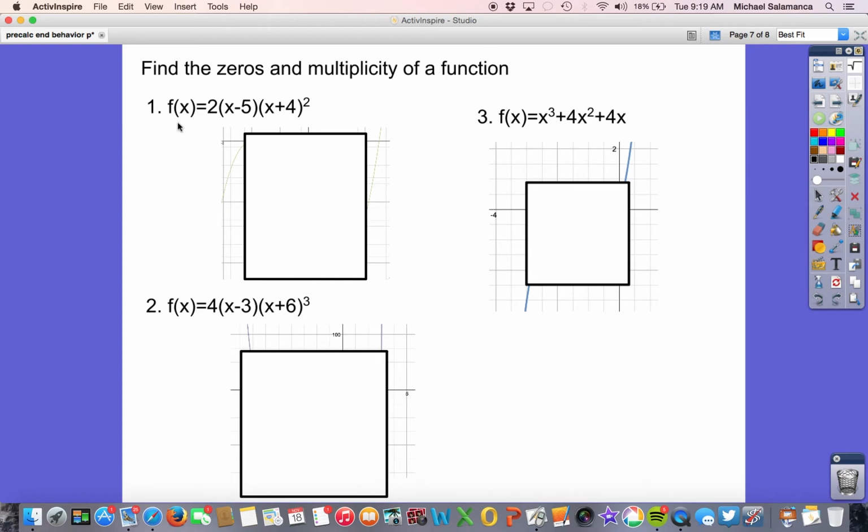So this is the important part. This is how we sketch and discover what these graphs look like. We find the zeros and the multiplicity of a function. Now, multiplicity of a function just refers to how many times this thing occurs. So let's take a look at this one.